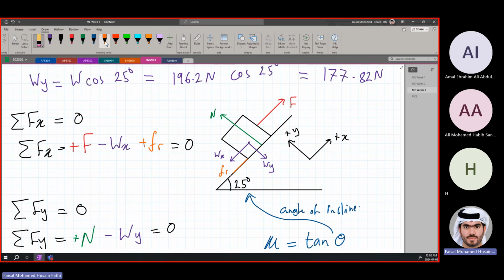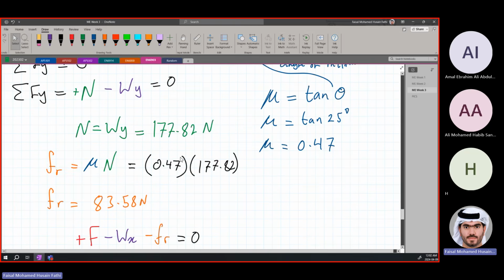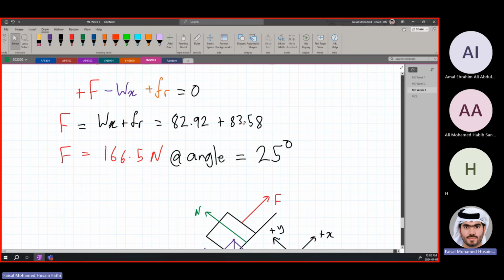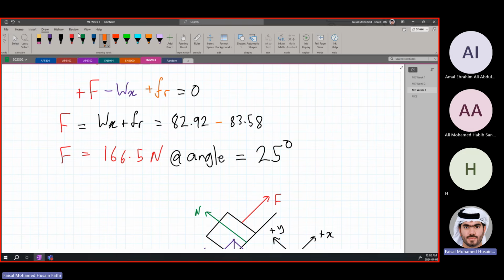So again, this is going to be plus Fr, and when we are coming to the solving, it is going to be plus Fr here. So this is going to become minus Fr when we take it to the other side. If you notice here, we get a negative force because we are finding the angle at 25. So the force here is at angle 25. We're going to find the negative value, which is 82.92 minus 83.58, because this isn't what we're trying. It's minus 0.66, almost no force.